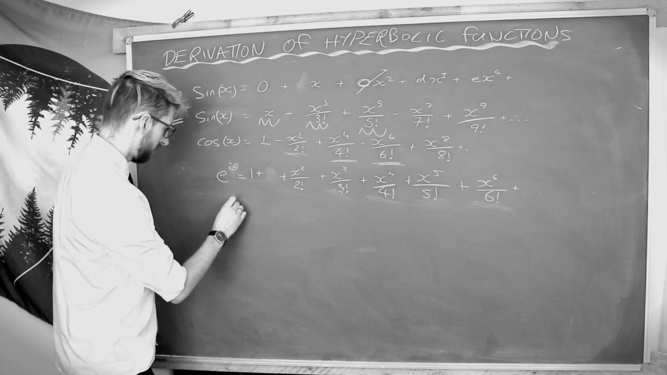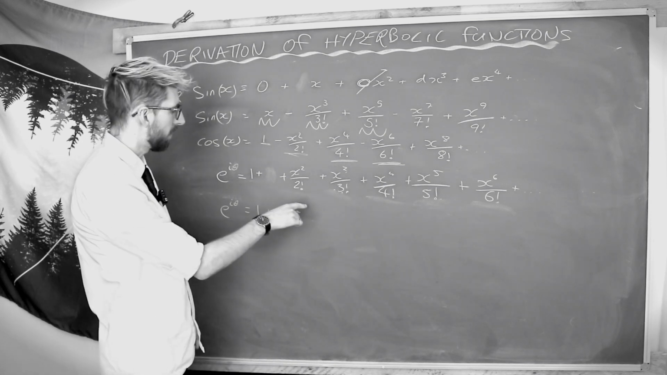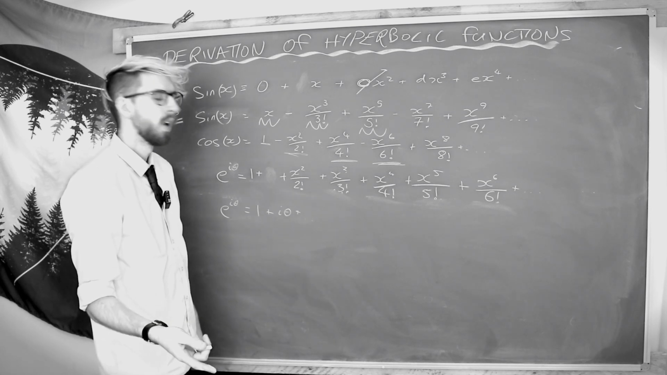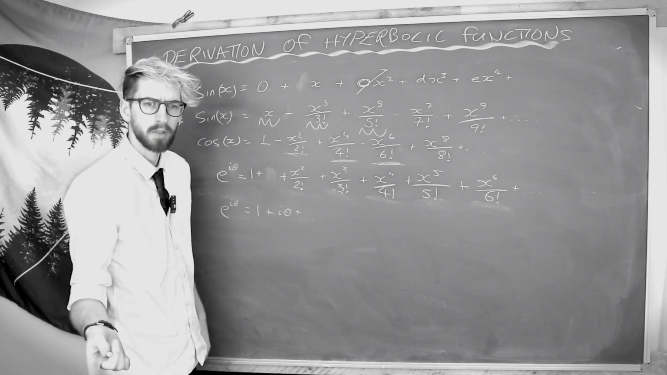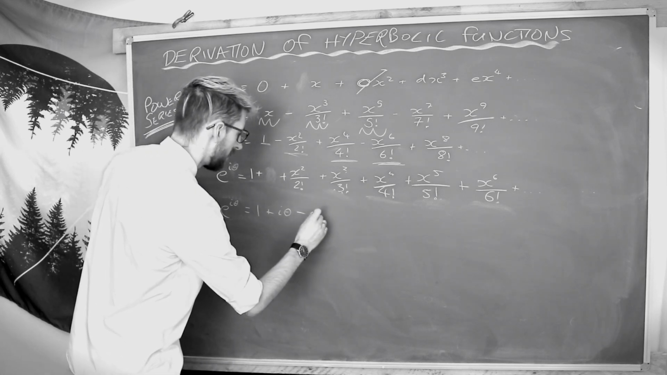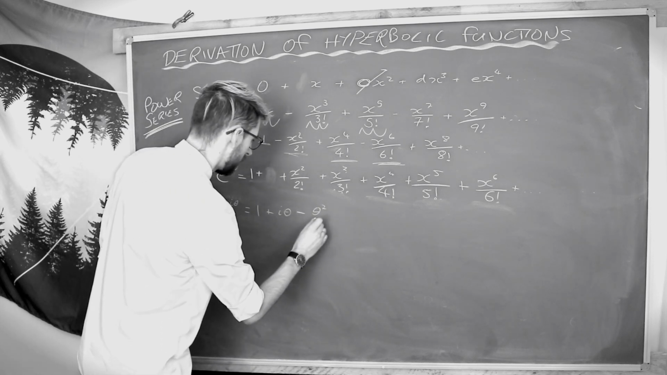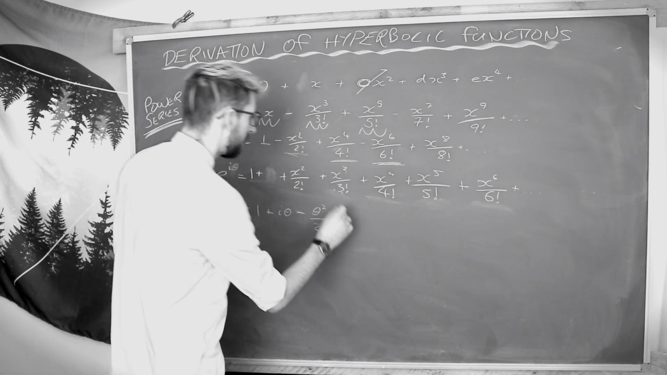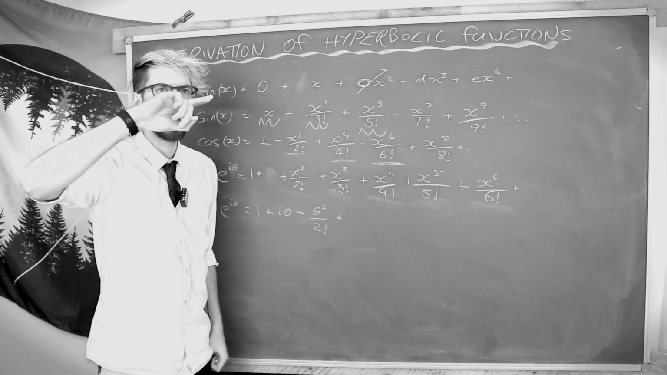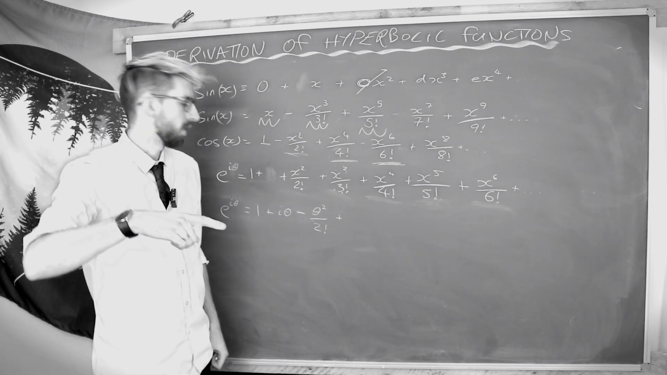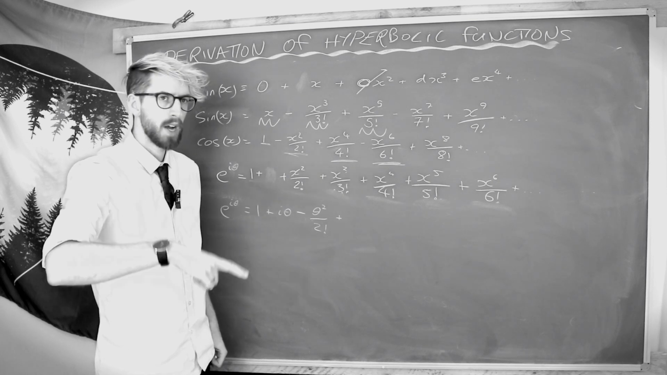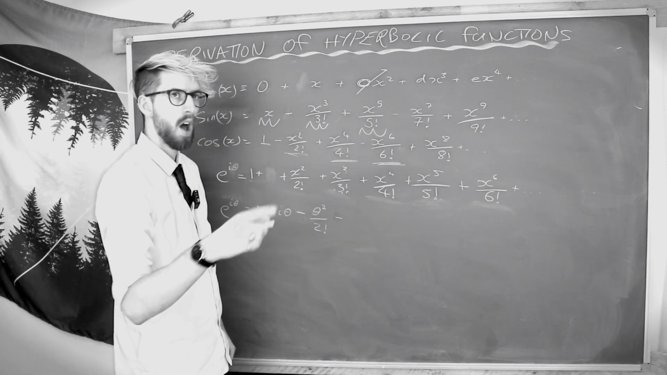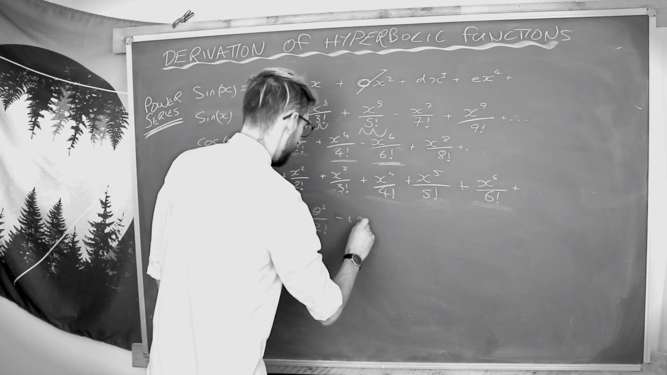let's rewrite it. Now this bit, we're going to do i theta all squared. i squared is going to be minus 1. So actually it's going to be minus theta squared. And then we're going to go on to the next one, plus, so it's going to be i cubed, which is going to be minus 1 times i, so it's going to be minus i theta cubed.